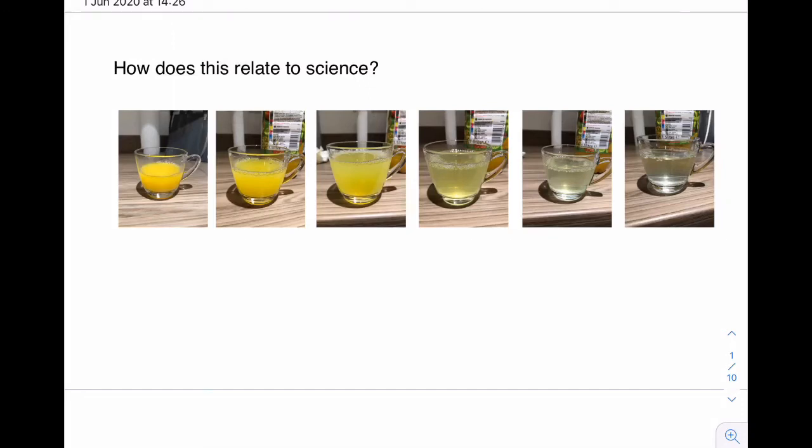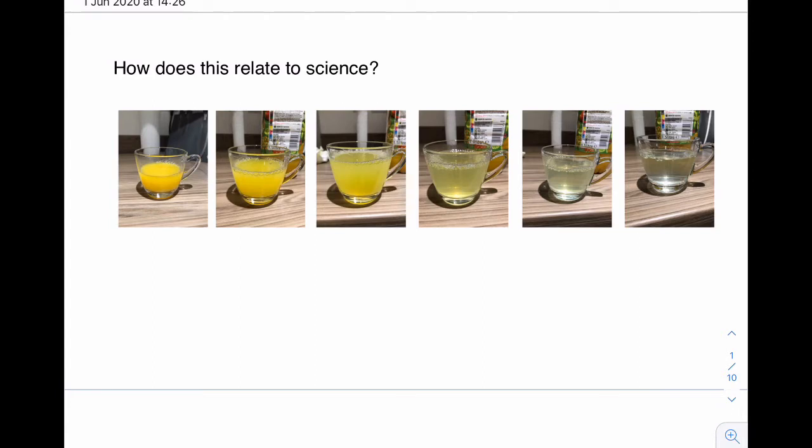In this video we're going to look at concentration. The first thing I'd like you to do is describe how these images link to concentration and where would be high and low concentration, what those words mean. So what does concentration mean and how are they different in these images?